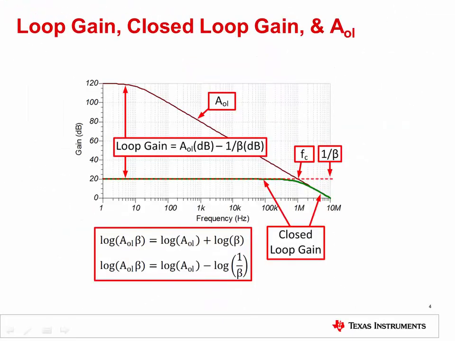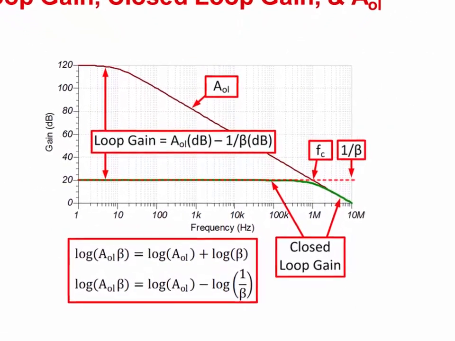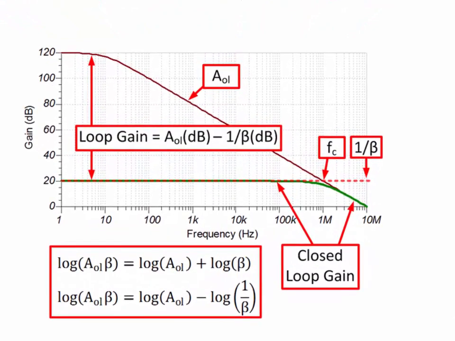Now that we understand that the open loop gain decreases with frequency, how does that affect our closed loop gain? Recall that the term AOL times beta is known as loop gain. If we plot the open loop gain and 1 over beta on a logarithmic axis, loop gain is the difference between the two curves. The mathematical proof that loop gain is AOL minus 1 over beta on a logarithmic curve is given at the bottom of this slide.